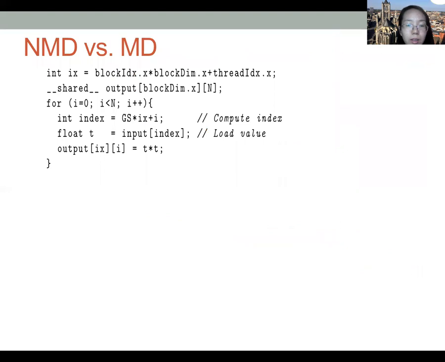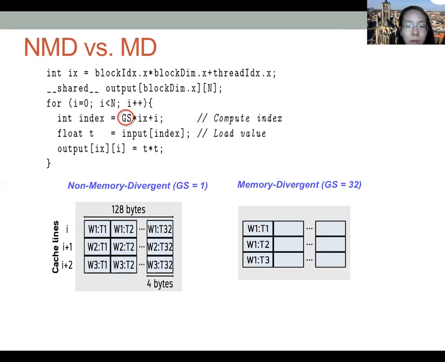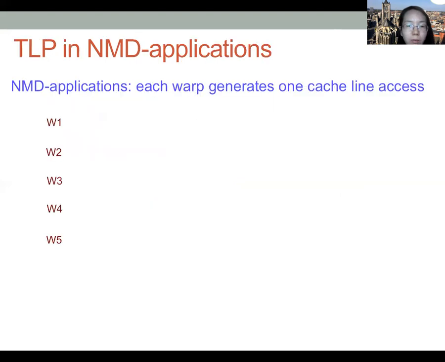This kernel squares the contents of an array and reorganizes it into a matrix. In particular, the access pattern strides are determined by GS. If GS equals 1, threads in the same warp will access one cache line. It's the case of non-memory divergent. In contrast, if GS equals 32, the kernel becomes memory divergent because threads in the same warp go to different cache lines.